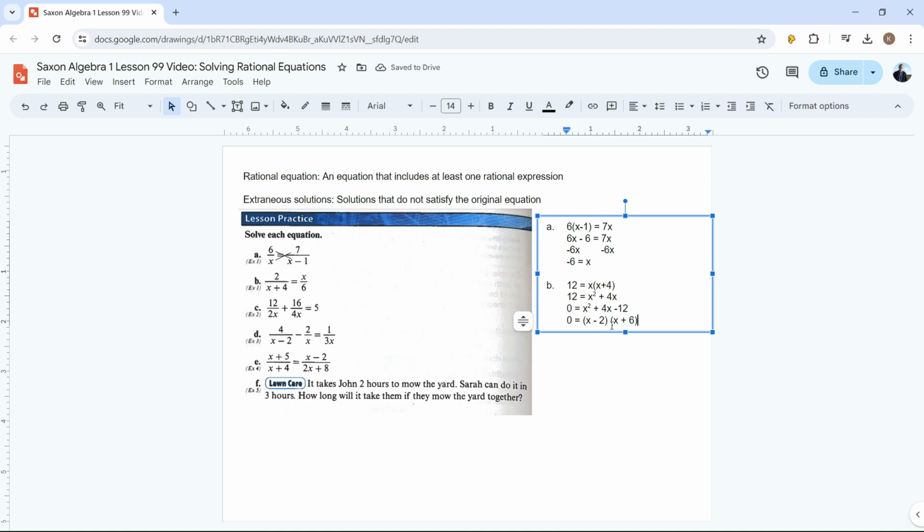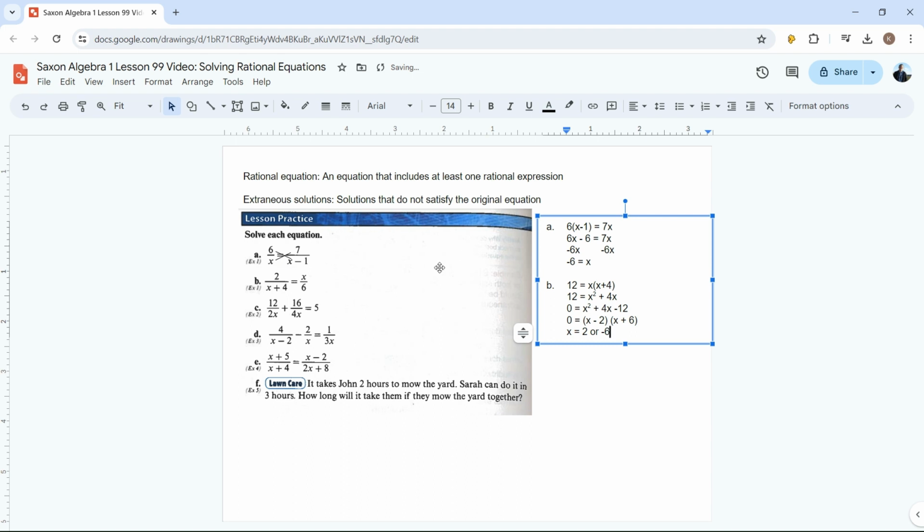Remember, I have to use the zero property of multiplication to make what's in this set of parentheses equal 0, and what's in this set of parentheses equal 0 separately. So in this case, x equals 2 or negative 6.